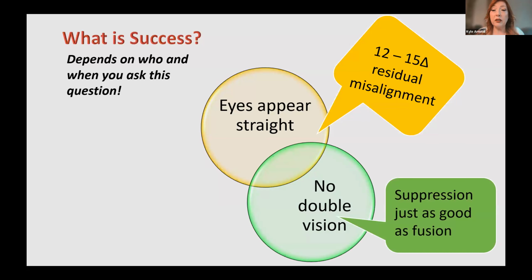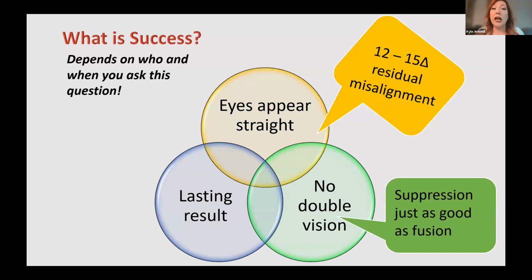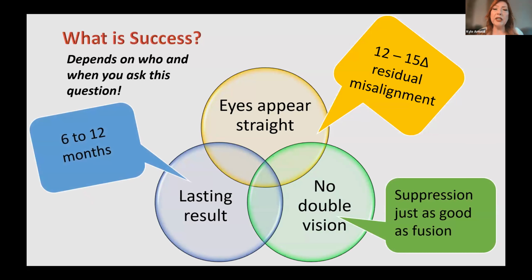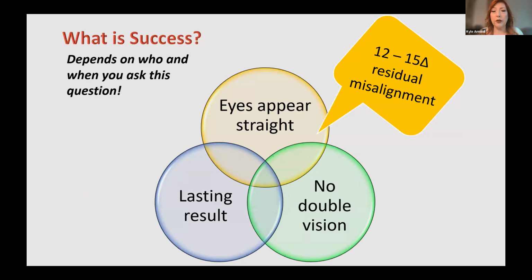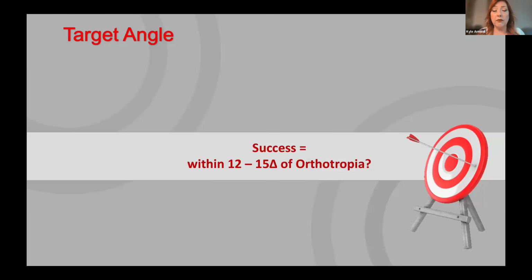Suppression, often, as I said, considered just as good as fusion, and lasting results, we simply cannot agree on what is considered long-term, with many studies reporting outcomes at only 12 months. So let's take a look at each of these three broad criteria, beginning with the residual misalignment that is considered acceptable and successful. Where did that number come from?